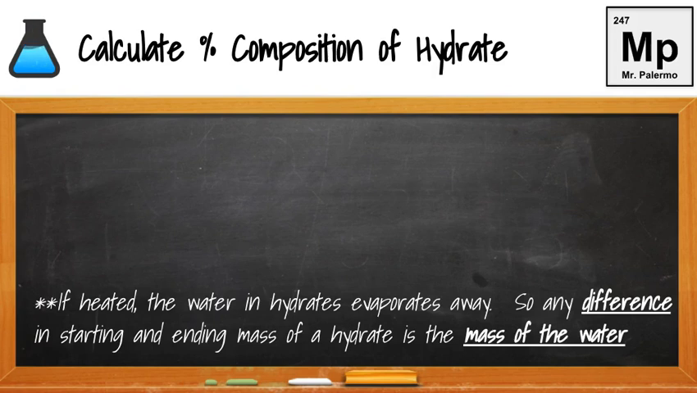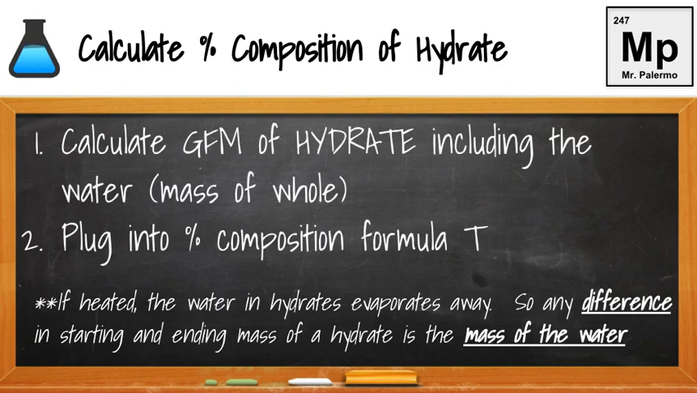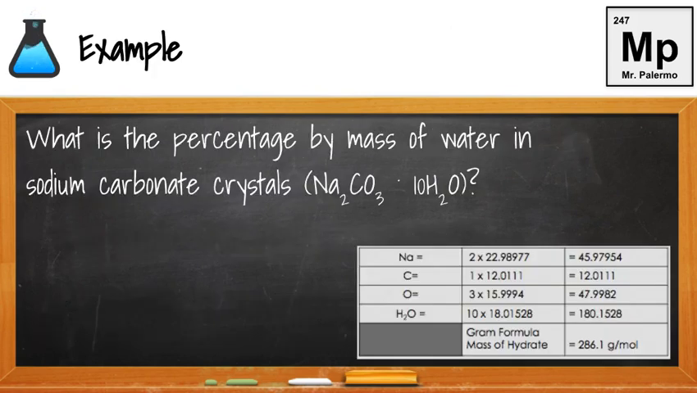So how do we calculate the percent composition of a hydrate? Well, first calculate the gram formula mass of the entire thing. That's the hydrate including all of the water. And then we're going to plug into the same percent composition formula that we used in the beginning of the lesson. So let's see an example.